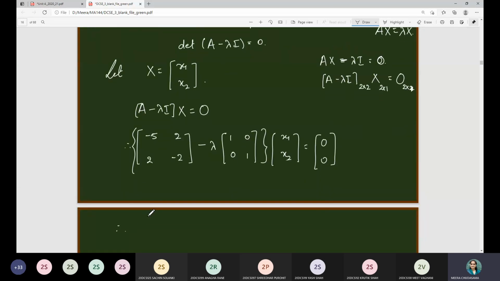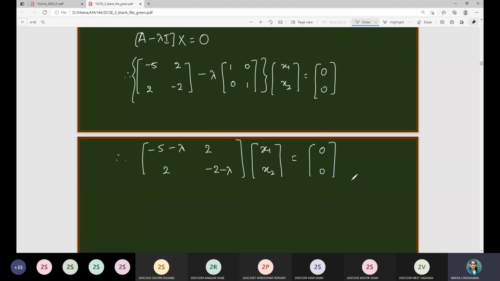So therefore I can write this as -5. Here lambda will be multiplied, lambda 0, 0 lambda, so the first element will be -5 minus lambda. Then it is 2 minus 0 into lambda, so 2 itself. Here also 2 minus 0 into lambda, so 2 only. And here it will be -2 minus lambda, into x1, x2 is equal to 0, 0. Right? Let me call this the star expression.